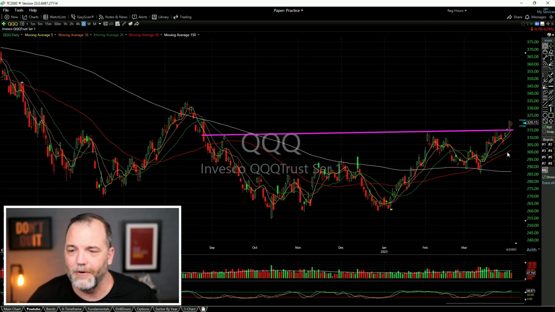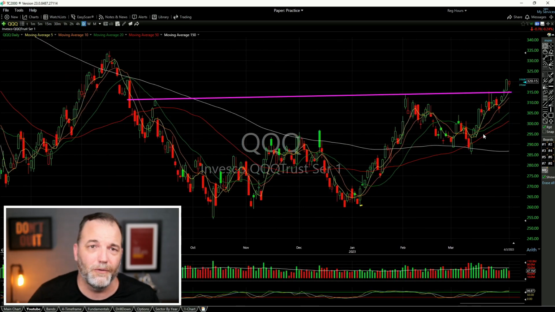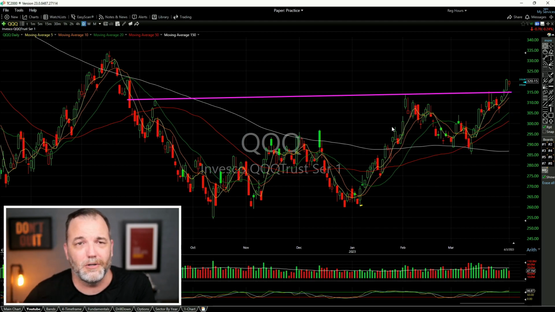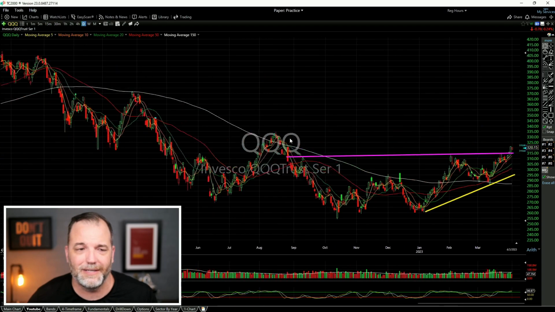Now you also have all the other moving averages. You got the 50, you got the 20, you got the 10, and you got the 5, all moving higher as well. The 200-day remains flat. That's more of your long-term trend line. So there's the potential here for this to be a short-term move, but not necessarily a long-term move. Then you have the rising trend line off of the January lows. That's also in place, and it's quite detached from it, and we'll get to that more in a second.